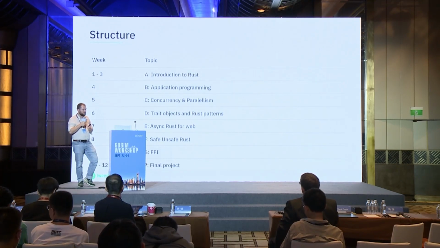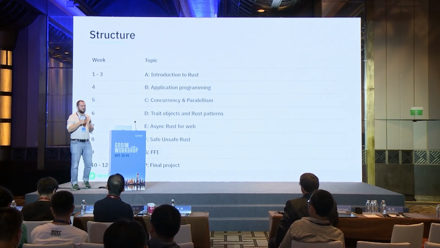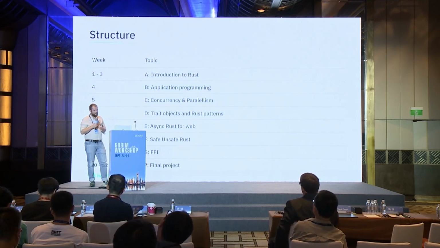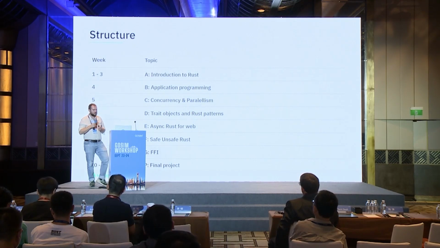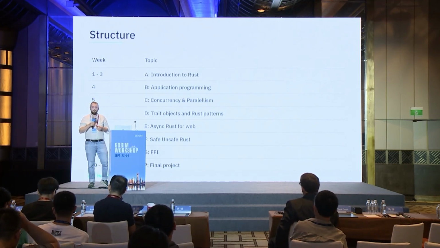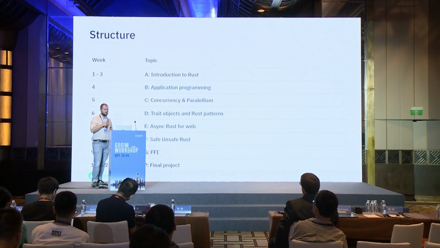There was one on trait objects and Rust design patterns. So this is where we had to unlearn the object-oriented programming, which was pretty cool to do, I think. And then we had a module on async Rust for web. There was a module on using unsafe Rust safely. We did finally one on foreign function interfacing. And then we were done with the lectures and started with the final project.